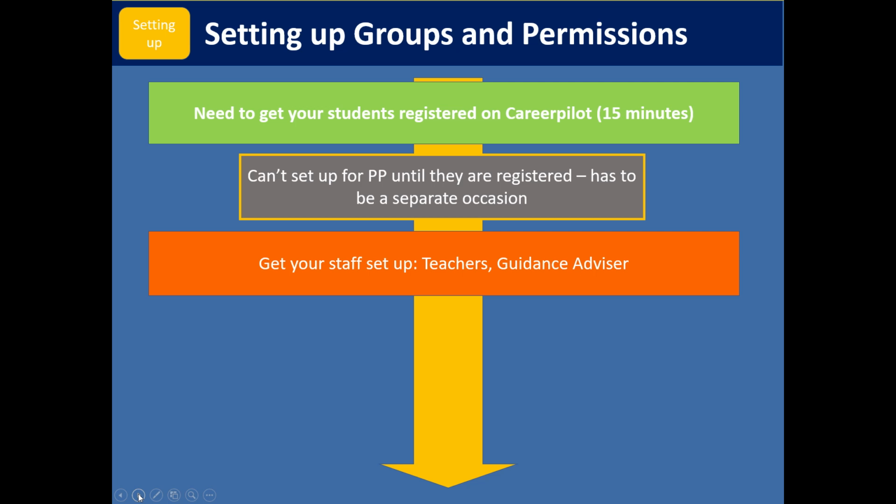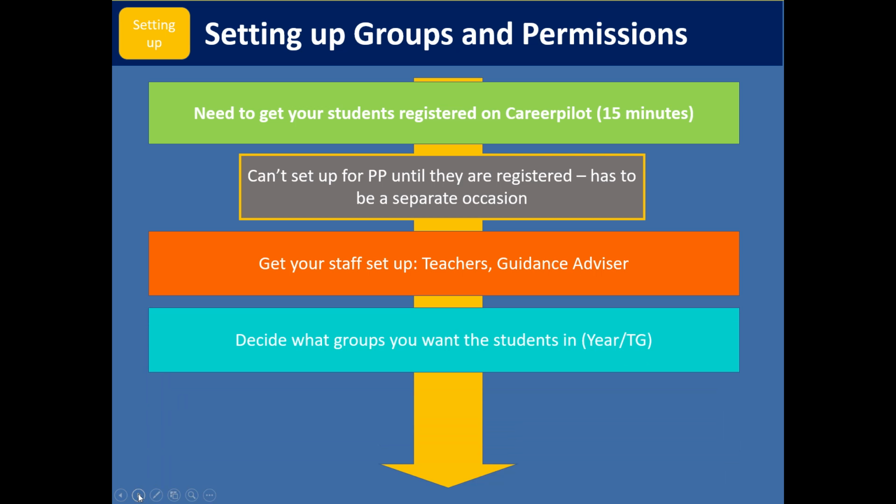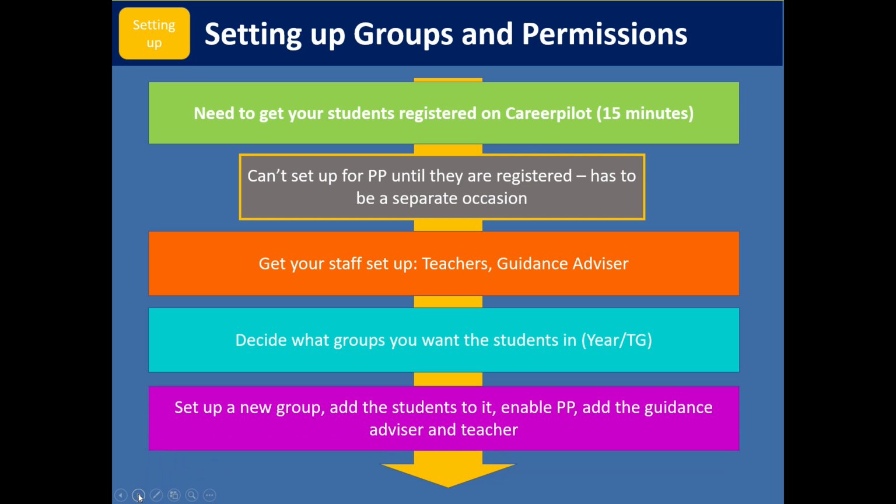So get all your students in, get all your staff in. Think about how you're going to coordinate your groups. They could be there as a whole year group, or they could be divided into tutor groups. They could be multiple groups. And then you put it all together. Set up the new group, add the students to it, make sure it's switched on for the pathway planner, add the guidance advisor who's going to be attached to that group, add the teacher, and then you've got your group set up.